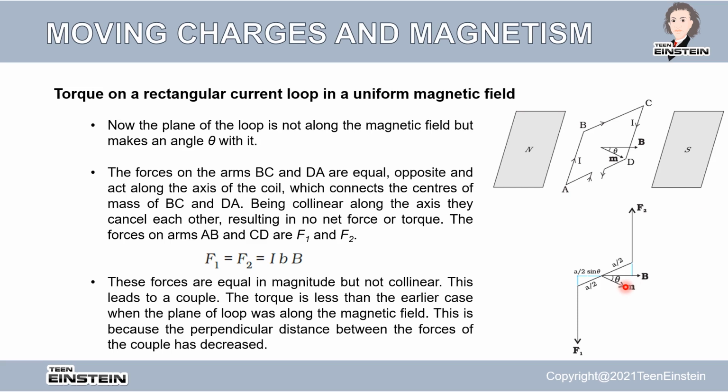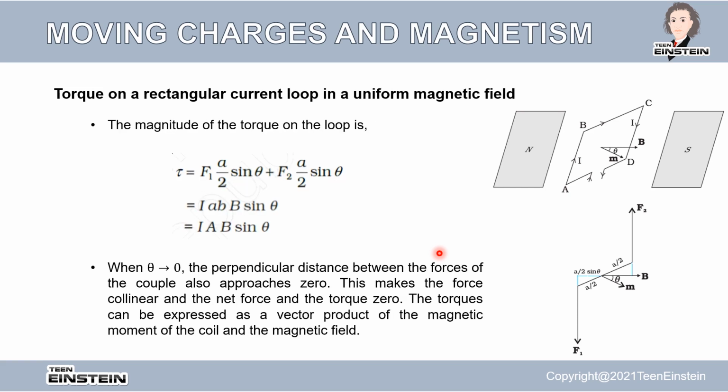See, in the previous case, the perpendicular distance was A by 2 this side, A by 2 this side from the center. But now if you see, it is A by 2 sine theta because it makes an angle theta with the magnetic field. So that's why even now there is a torque, but this torque is not as strong as in the previous case. So now let's find out what is the magnitude of the torque.